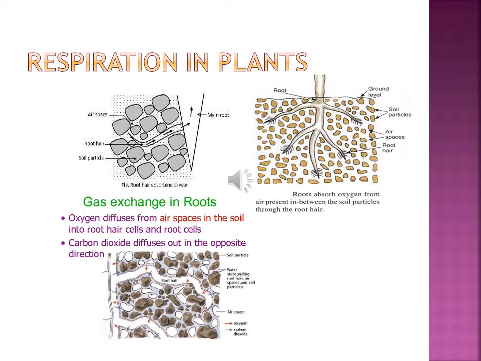Like other living cells of the plant, root cells also need oxygen to generate energy. The roots of the plant have a very large number of tiny hairs. You can see in these pictures, they are called root hair. Air is present between the particles of soil and the root hair are in contact with this air. Oxygen diffuses into the root hair and reaches all the cells of the root where it is utilized in respiration, and carbon dioxide produced during respiration goes out through the root hair by the process of diffusion.